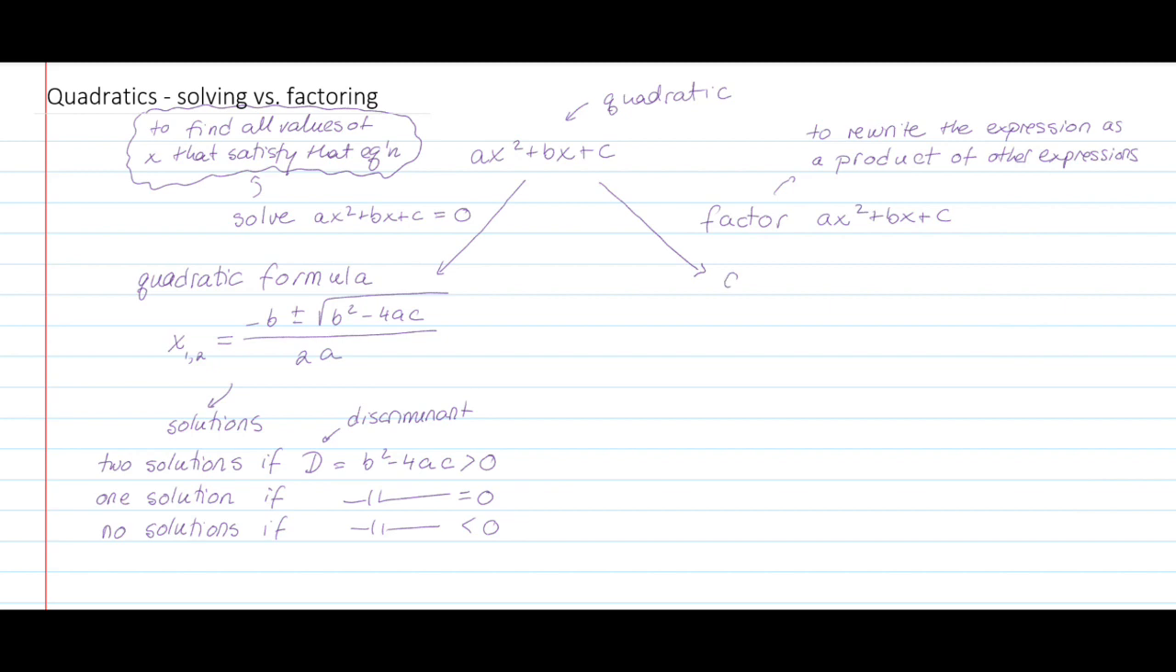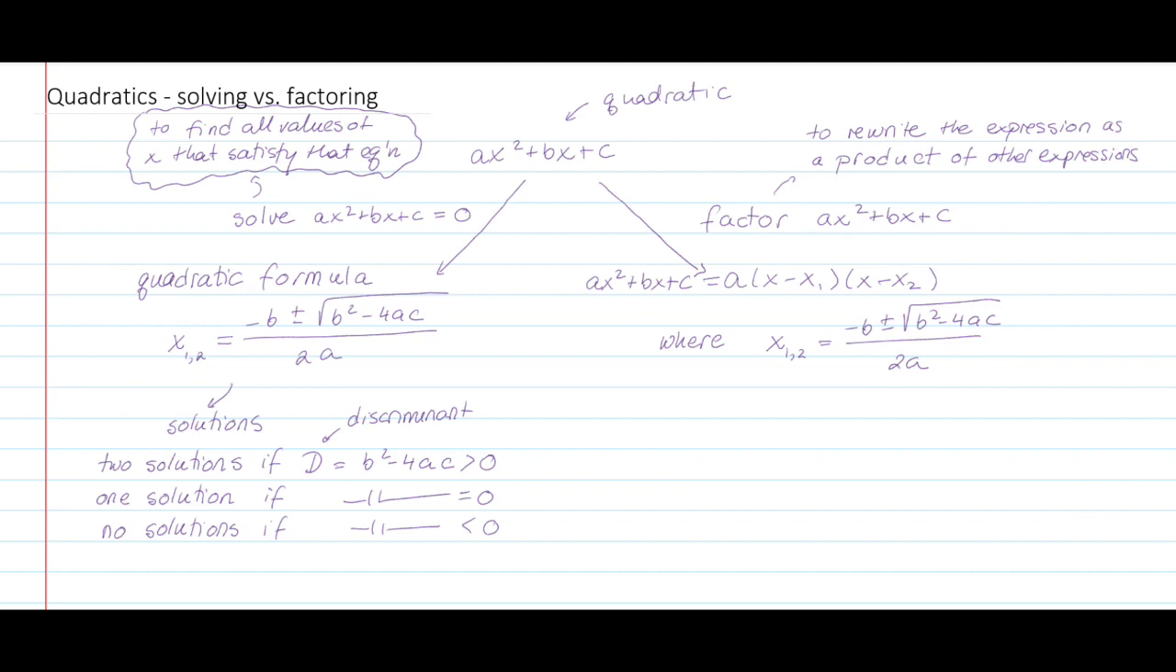My answer is going to be a times x minus x1 times x minus x2. So in other words, what I started with, ax squared plus bx plus c, I'm going to be able to rewrite in this form, where x1 and x2 are what? Well, they're going to be just the solutions of the quadratic equation. There we go. So that is the basics of it.